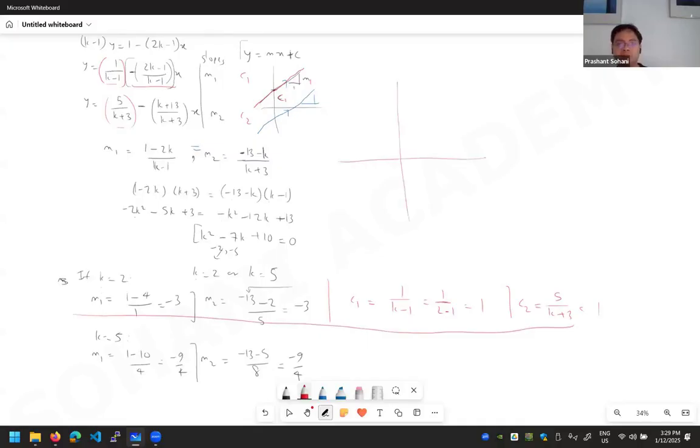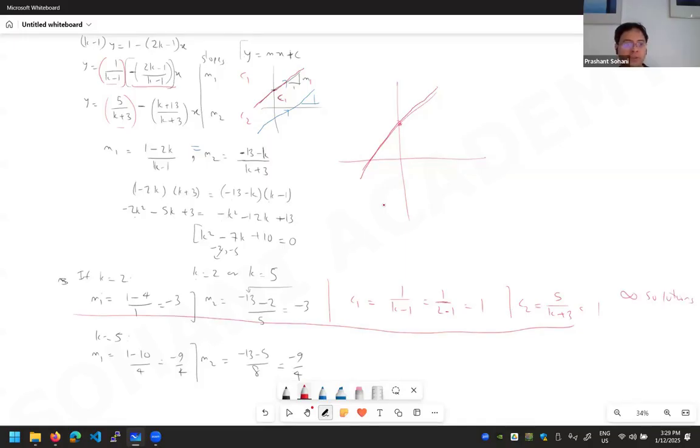are identical. So if the two lines are identical, then how many points do they have in common? Infinite, right? So actually, in the case of k is equal to 2, it is not the case that there is no solution. There is actually infinite solution, which will happen if two lines are overlapping.